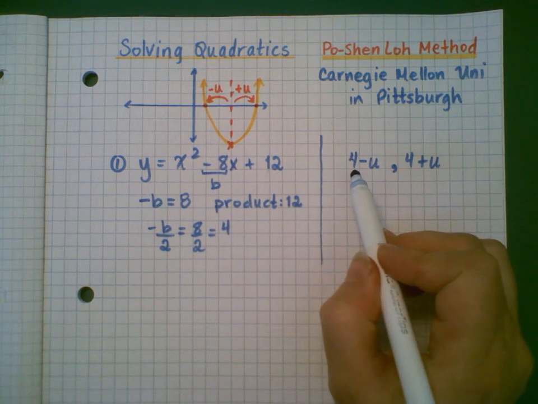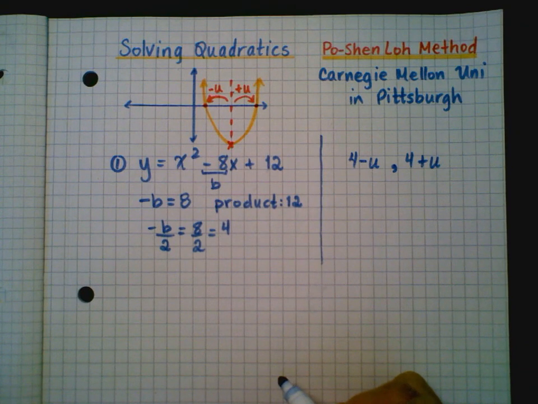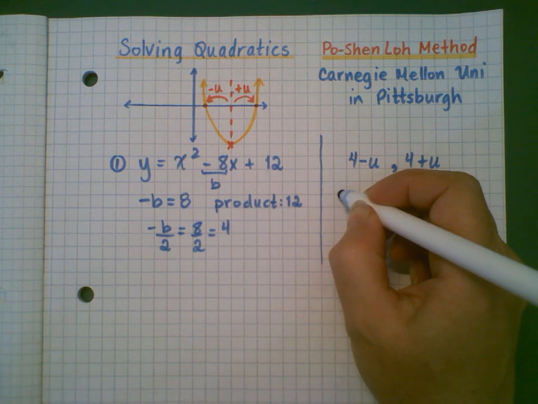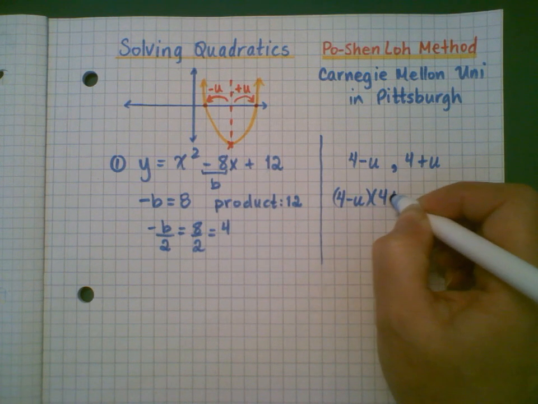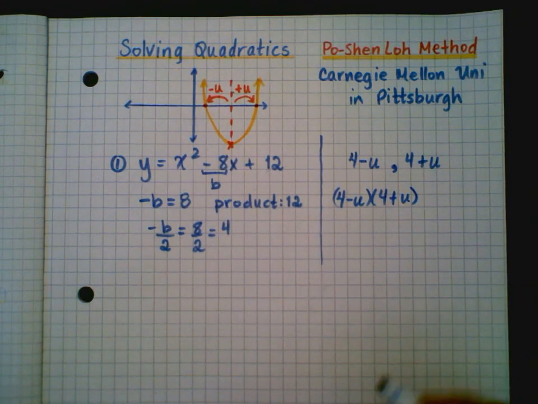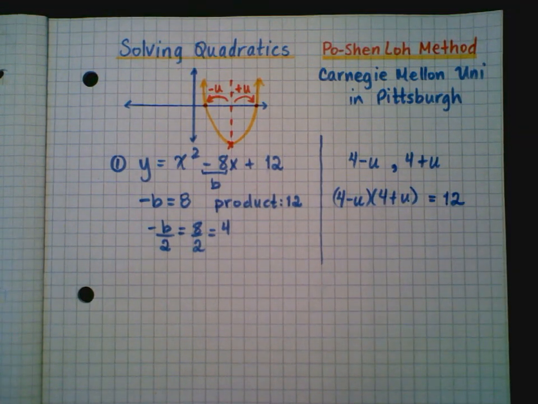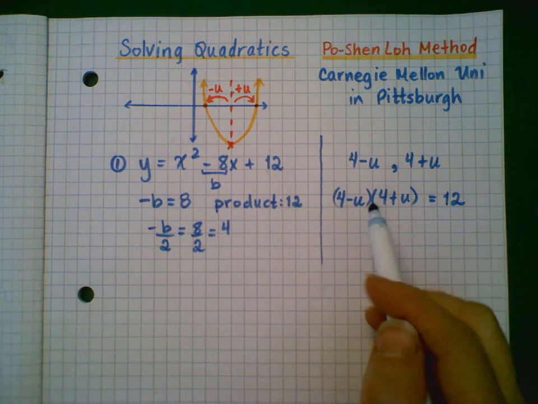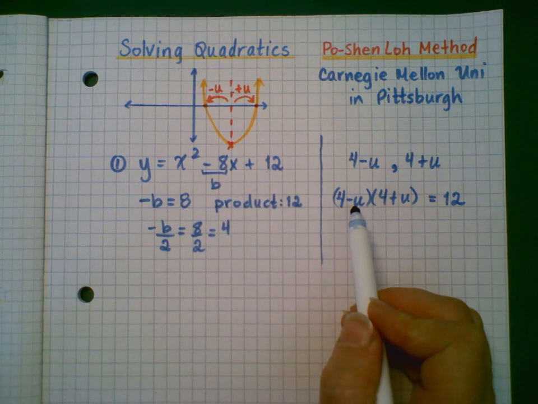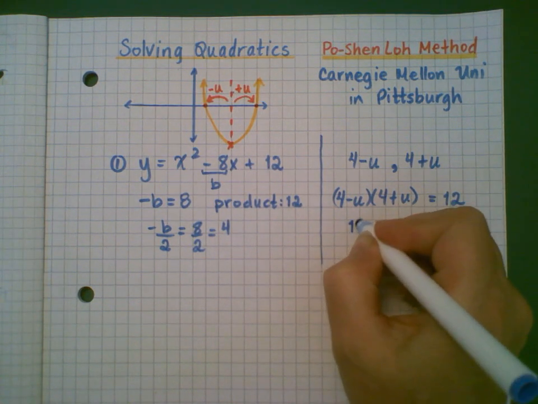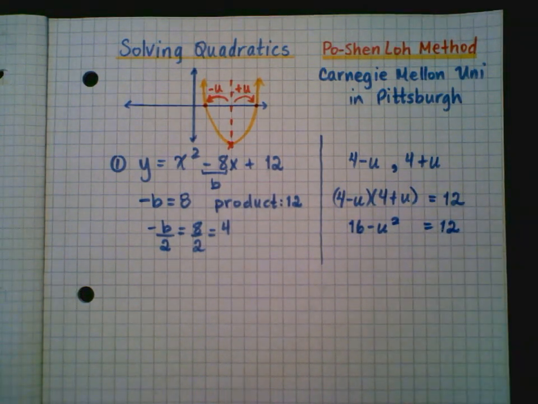So I'm going to take the two zeros, the 4 minus u and the 4 plus u, and I'm going to multiply them together as a product. So one of the zeros times the other zero, and that has to be equal to my product, which was 12. If you're looking at this, you should right away recognize that that's a difference of squares situation. So that works out to 16 minus u squared, and we've still got this 12 over here.